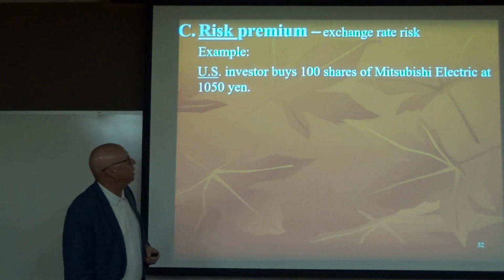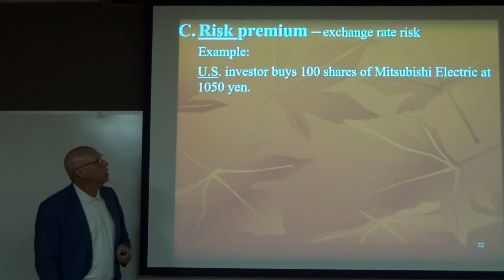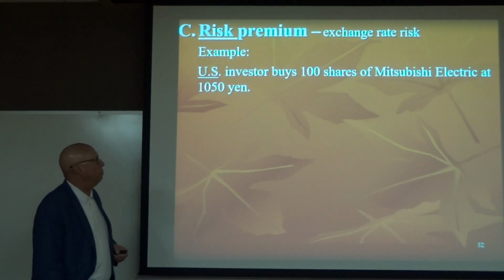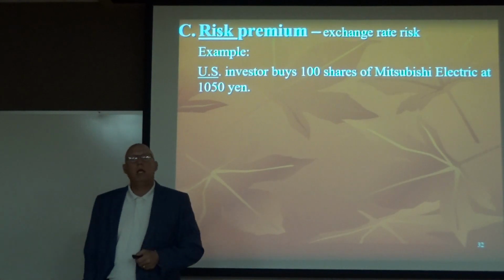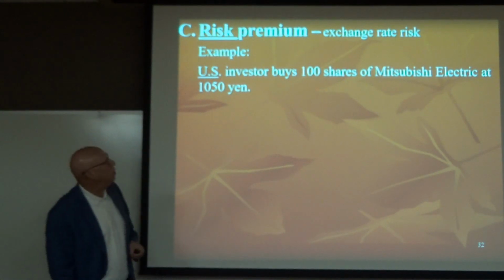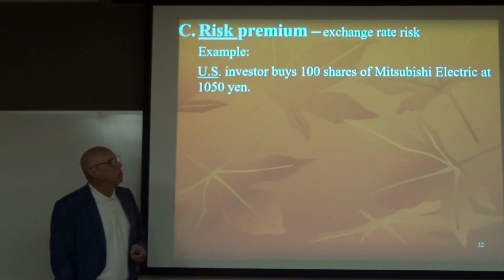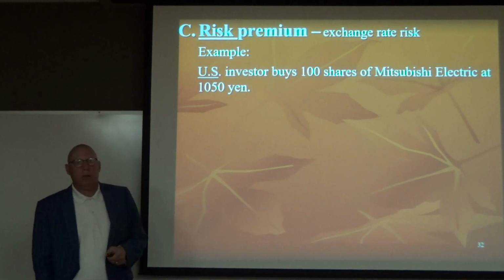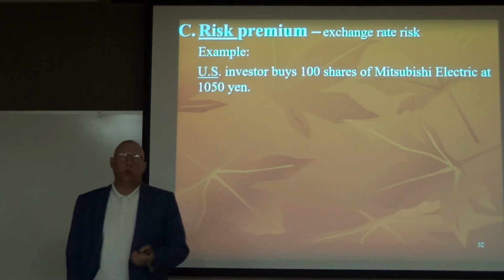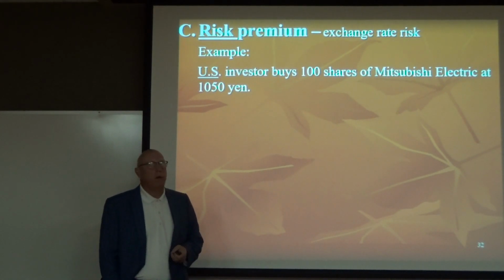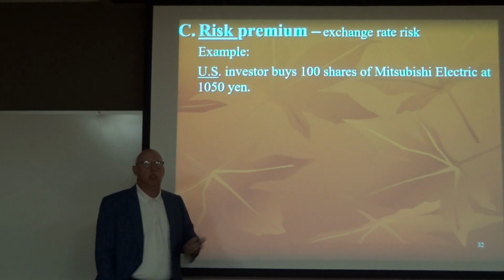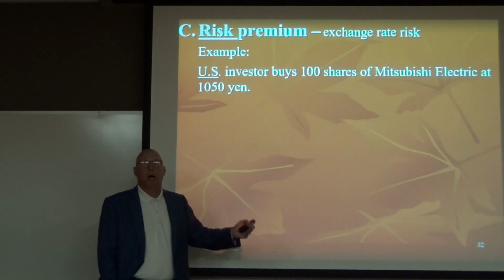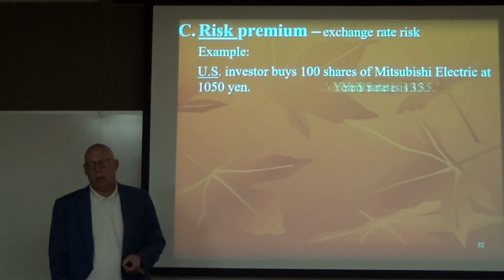A U.S. investor buys 100 shares of Mitsubishi Electric at 1,050 yen. This is a Japanese company that is located in Japan, and it trades on the Japanese market for yen. So if an American investor wants to buy it, then what we have to do is take our dollars and exchange our dollars for yen, and then invest the yen to buy the stock. That's what has to happen.